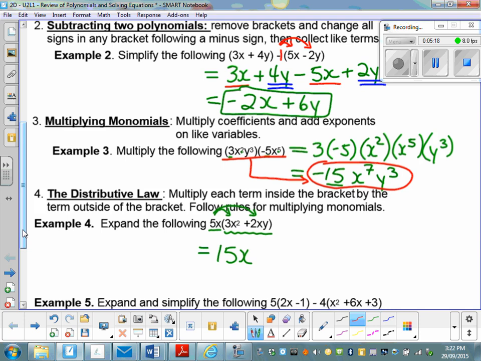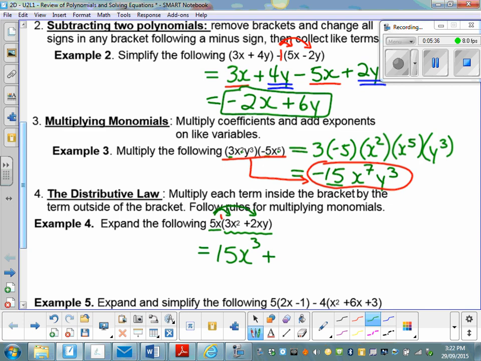And we use the same rules we did up above. So if I'm multiplying 5x times 3x squared, the 5 times 3 gives me 15. And I have to be careful, there's a 1 on that x there. So the 1 and the 2 add together to give me a cube on that x.